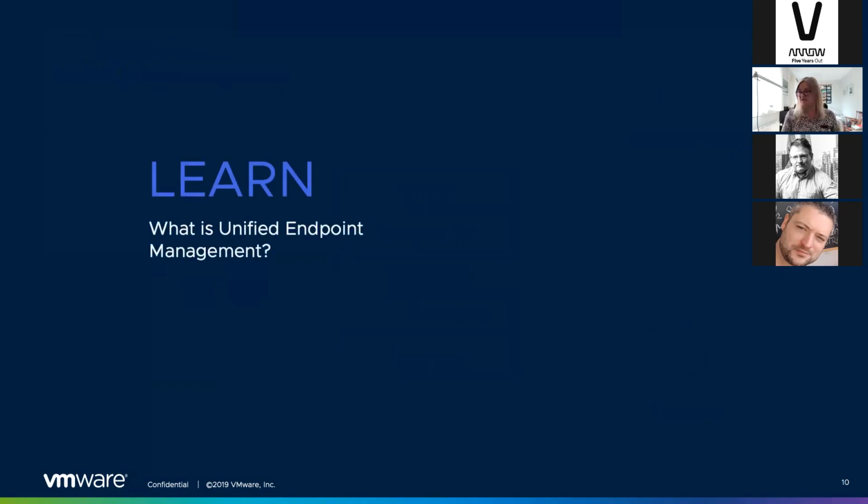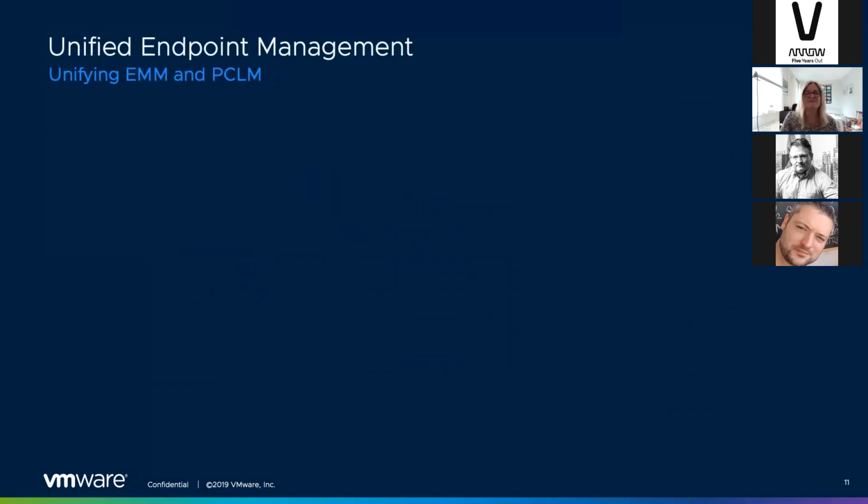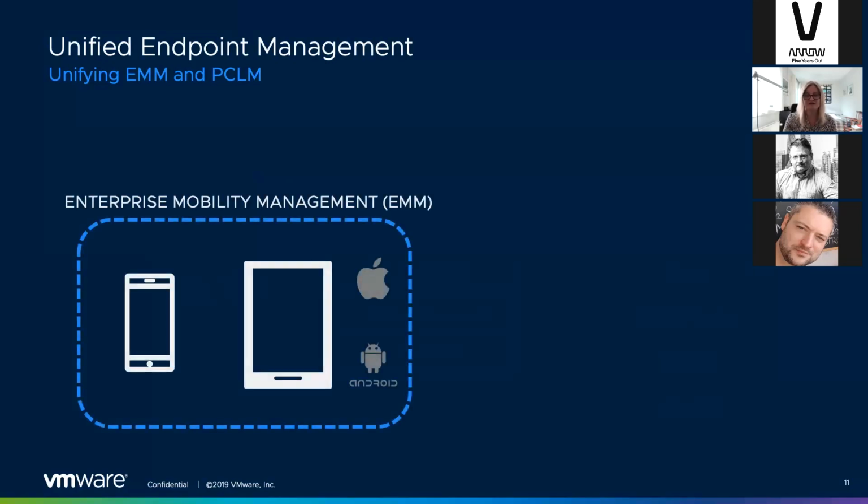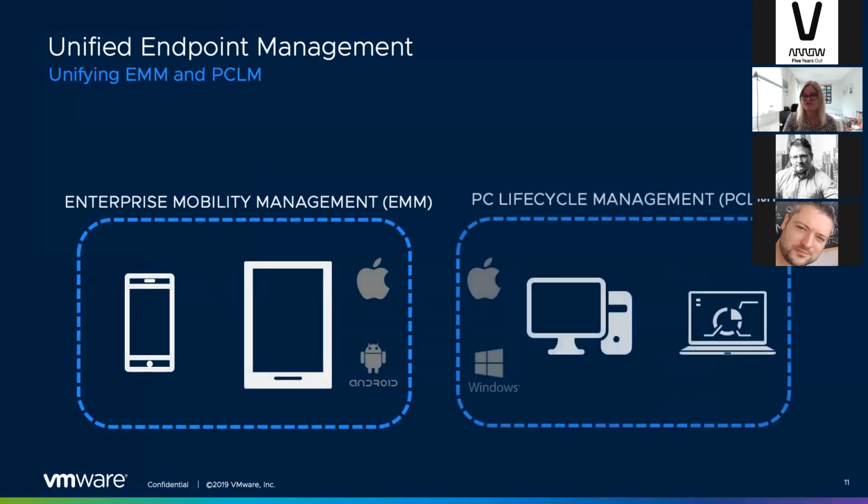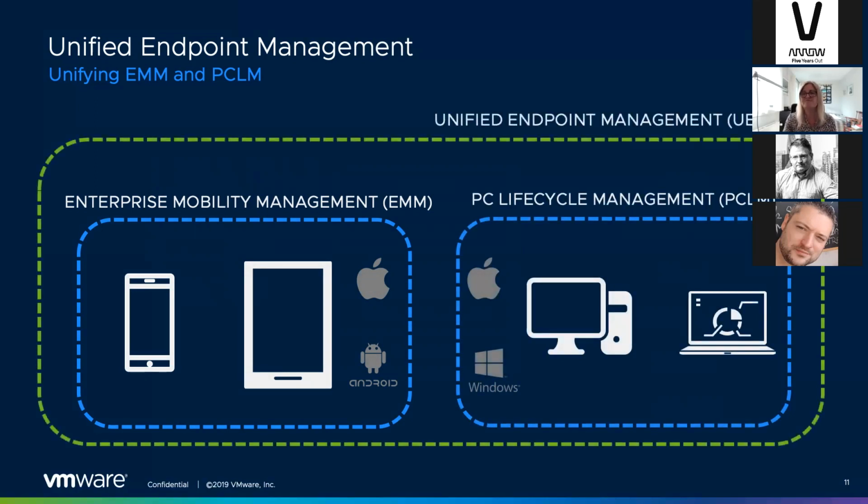So what is Unified Endpoint Management that we talk about all the time? Well, Unified Endpoint Management is when you unify Enterprise Mobility Management and PCLM, PC Lifecycle Management. So this is where you take your EMM that we just talked about and your PCLM, and you combine them into one tool that defines Unified Endpoint Management, because you have one tool to rule them all. So you can manage all your devices that have some kind of mobility with one tool.